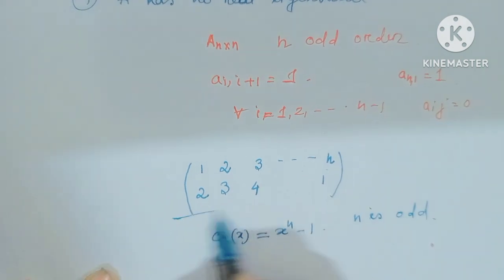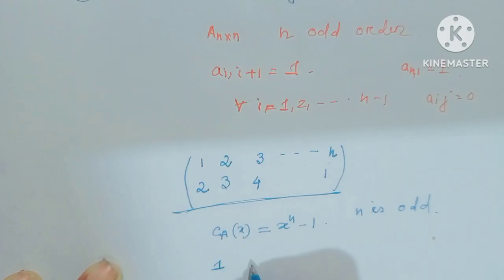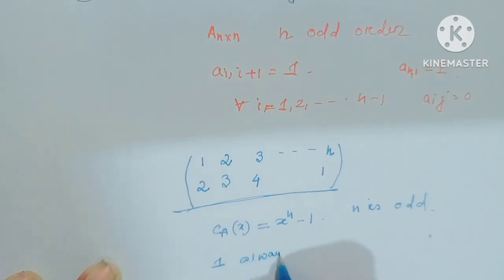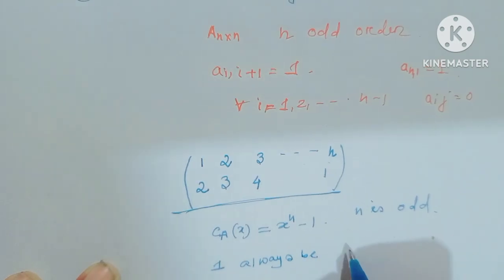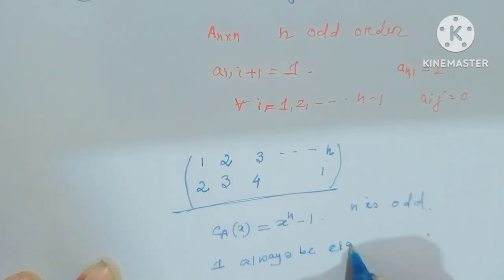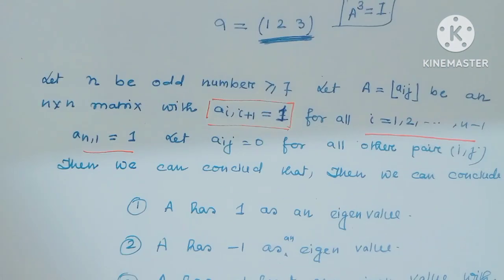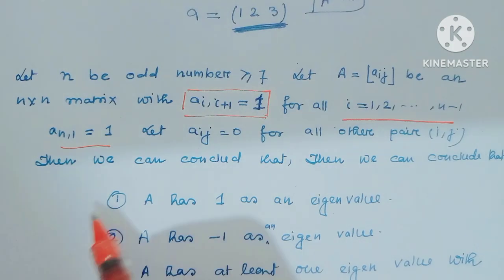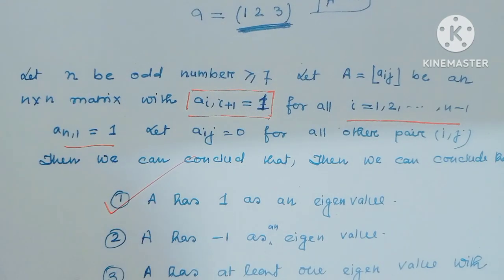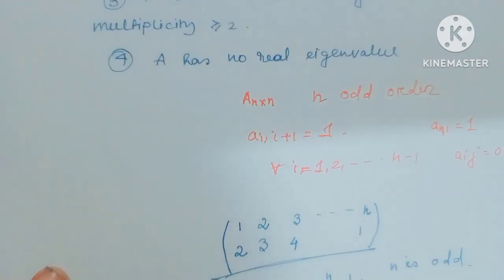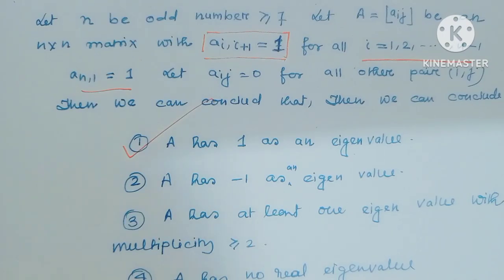And all of us know that in a permutation matrix, 1 is always an eigenvalue. The other eigenvalues are complex numbers since n is an odd number. So let's see the options. A has 1 as an eigenvalue, this is the right option. A has minus 1 as an eigenvalue, this is not right. The other eigenvalues here are just complex roots of unity.